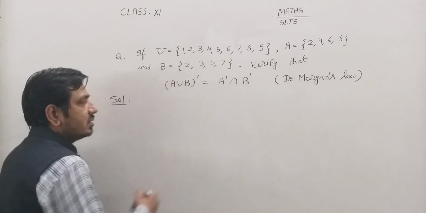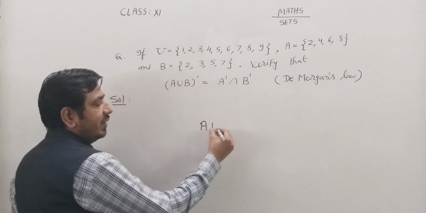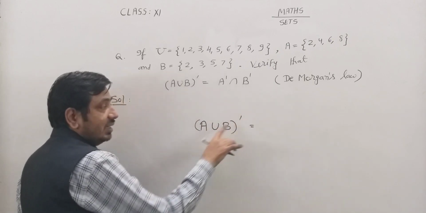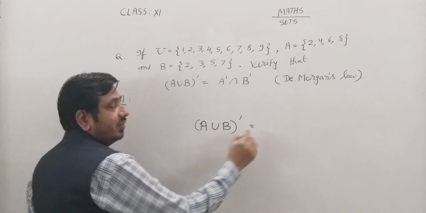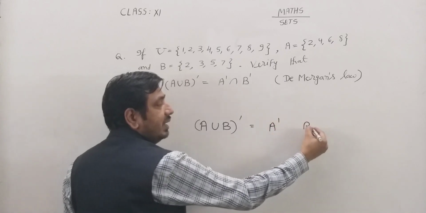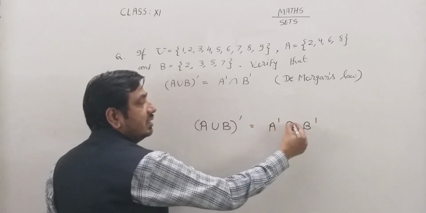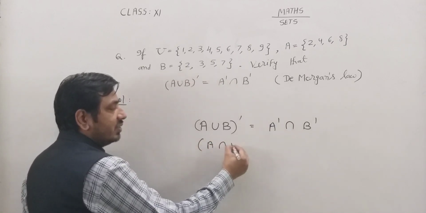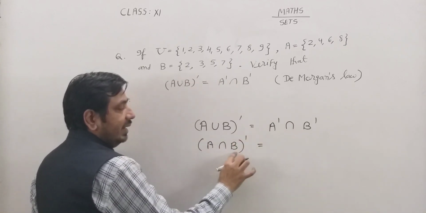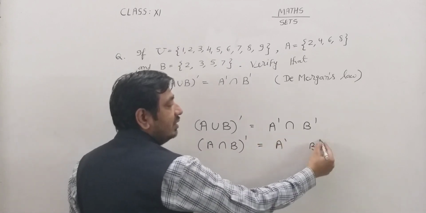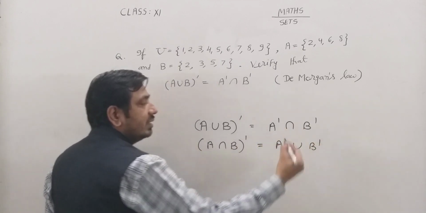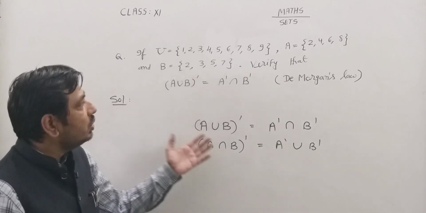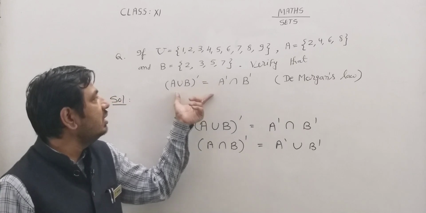De Morgan's law says if you have (A union B) whole dash and you separate the dash, A dash and B dash, then the sign is reversed. It is the first De Morgan's law. And if you have (A intersection B) dash and you separate it into A dash and B dash, then this sign is reversed. These are the two De Morgan's laws. In this question, you have to verify this De Morgan's law.